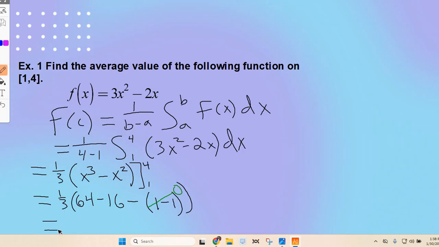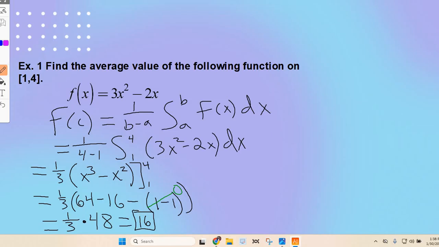What is 64 minus 16? 48. Yep. Times 1/3. 16. So that is the answer. Like I said, the biggest part here is just remembering to have that 1/3 in the front. What questions do we have on that one? Now that was our average value, right?